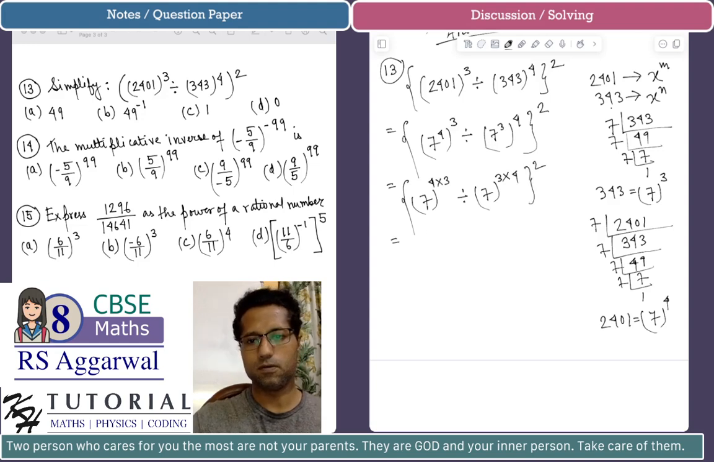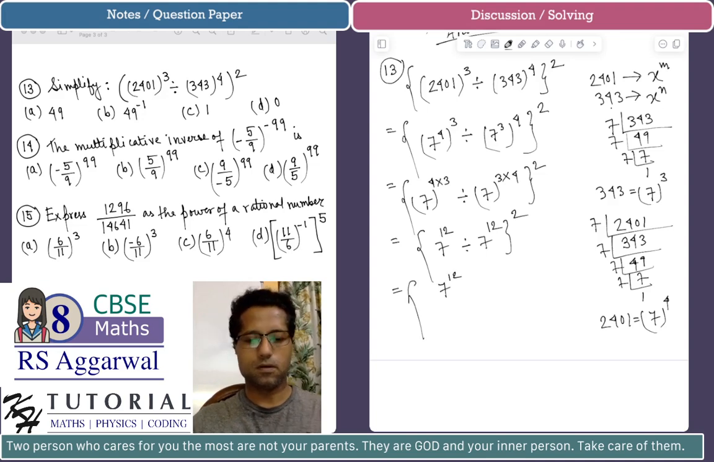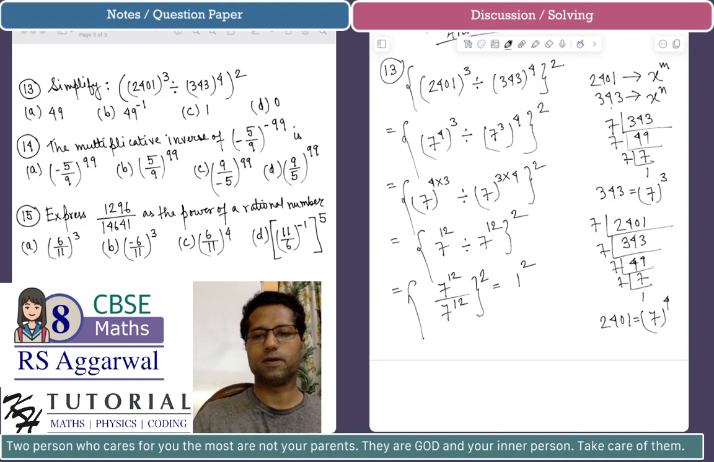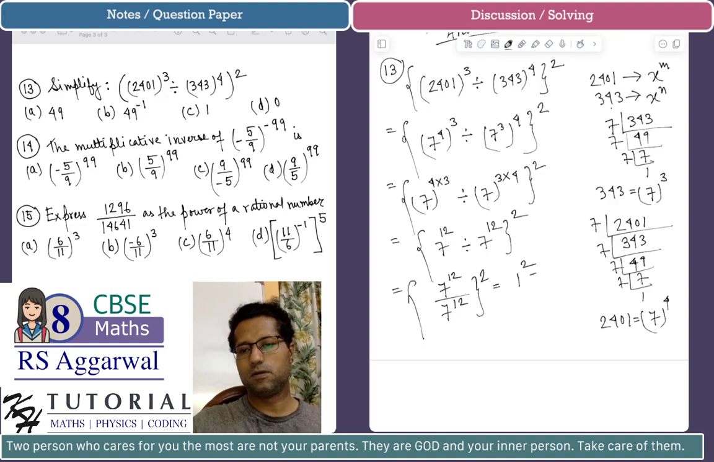So this is super easy. Now we can see that this is 7 raised to the power 12 divided by 7 raised to the power 12, whole square. Now 7 raised to the power 12 divided by 7 raised to the power 12 is definitely 1. This is nothing but 1 square. So 1 is the value, and the correct choice is choice C.